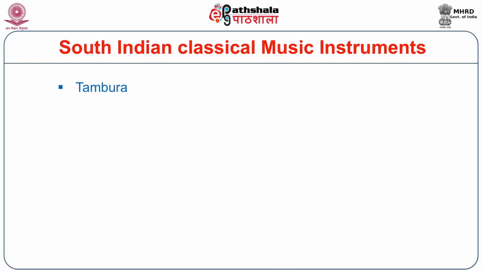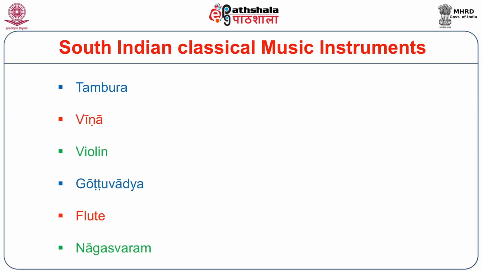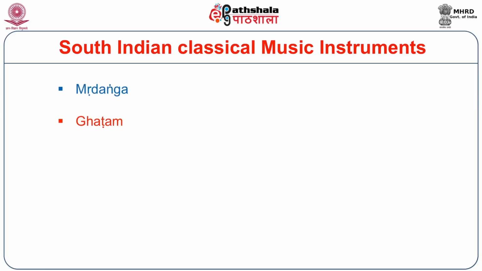Now, in this module, we will be going to have a detailed note on some of the classical music instruments like the Tambura, Viņā, Violin, Gotuvadya, Flute, Nāgasvaram, Mrdanga, Ghatam, Kanjira, Morsing and Jalatrangam. We will have a look at it one by one.